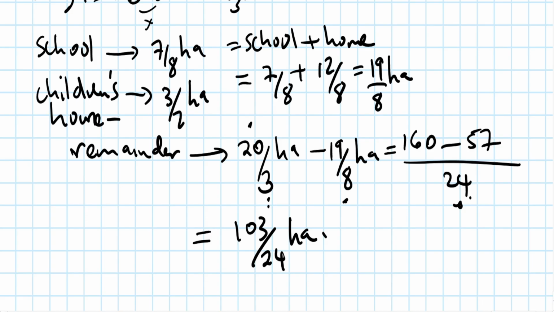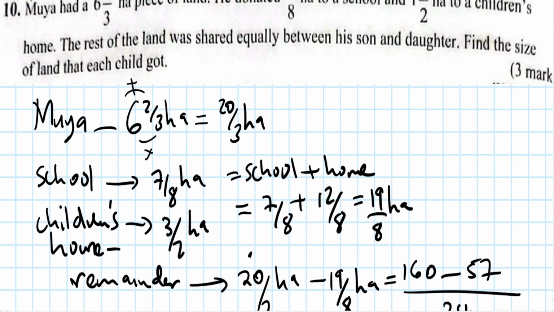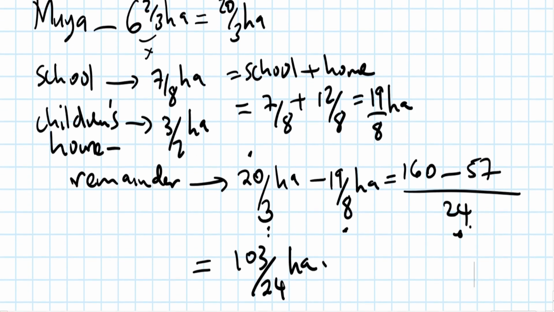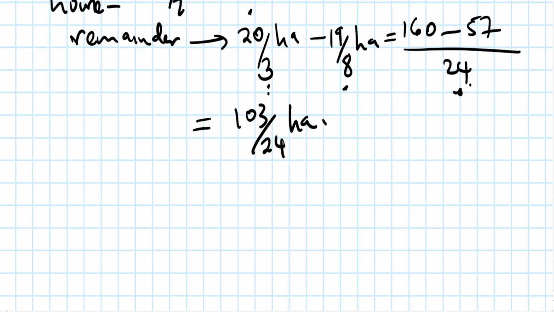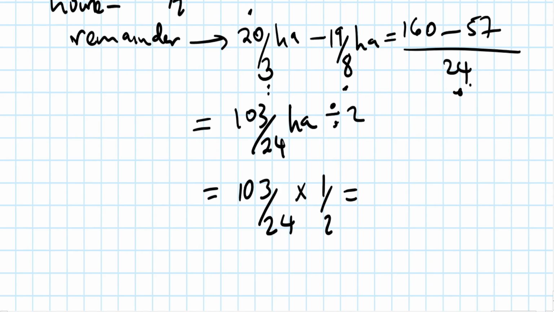Now you've been told whatever they remained with, the rest of the land was shared equally between his son and daughter. So they shared equally between the son and the daughter. So half of this, and find the size of the land that each child got. So walishare nusu kwa nusu. So it means that the son got a half of that and the daughter got a half of whatever remained. So just multiply by half or divide by 2. So as I divide not 2, but still at the end of the day it's just multiplied by half. 103/24 times a half. And let's see how much is it going to give us.